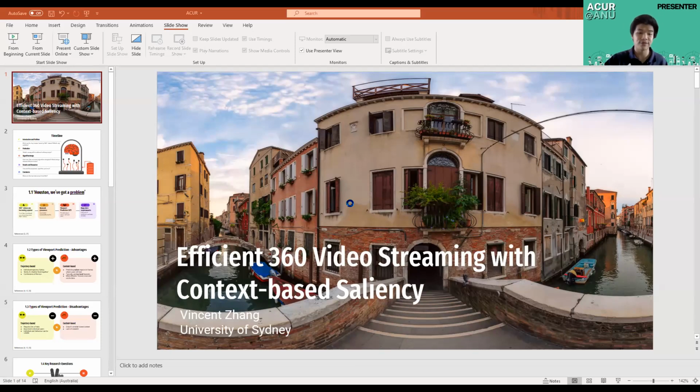So there are two key research questions that I aim to address today. Can we use contextual information of a scene to improve saliency prediction? And once the saliency prediction is improved, can we leverage it to improve viewport prediction?